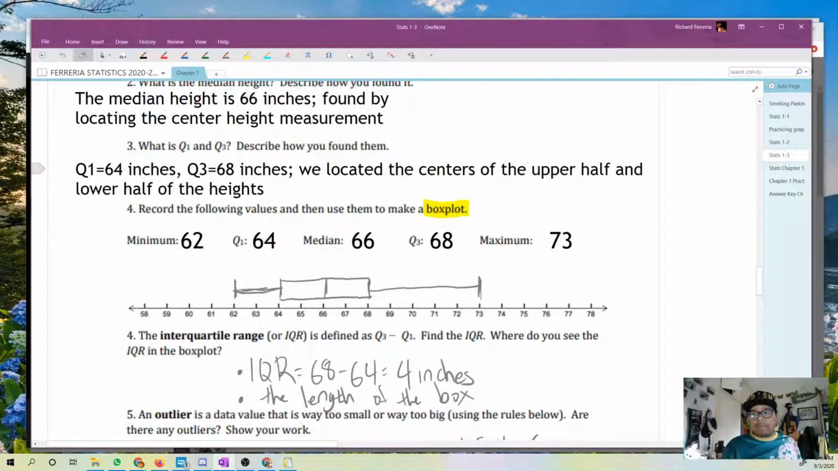Now, the IQR is Q3 minus Q1. And if this is Q3 here and this is Q1 here, then the length of this box, however long that box is, from 68 to 64, that's going to be IQR. So IQR is the length of that central box.